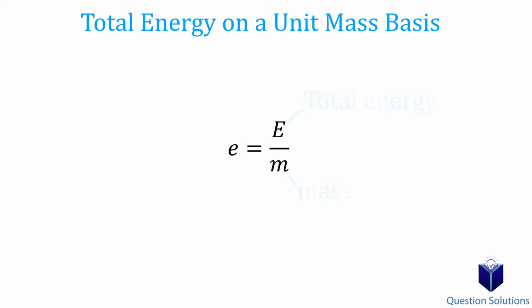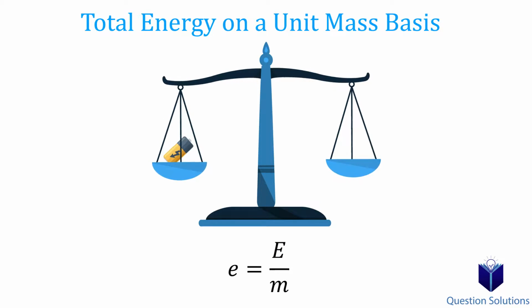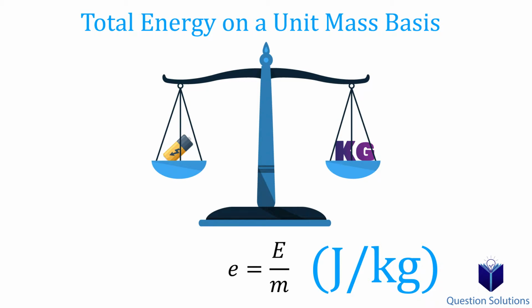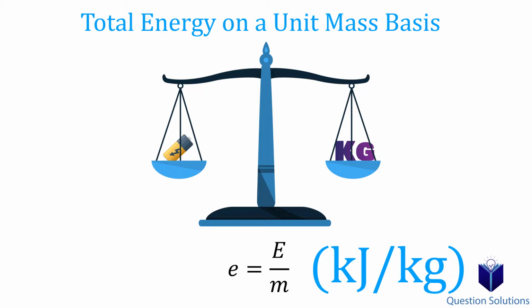All we're saying is that on a unit mass basis, our total energy is simply the total energy divided by the mass. So our units would be joules per kilogram. But most of the time, you will have it as kilojoules per kilogram. In simple terms, it's energy per kilogram.